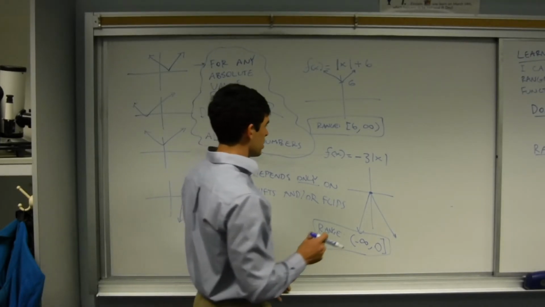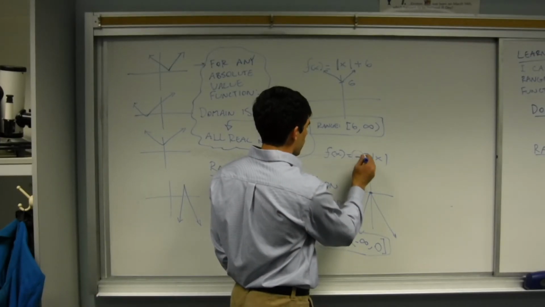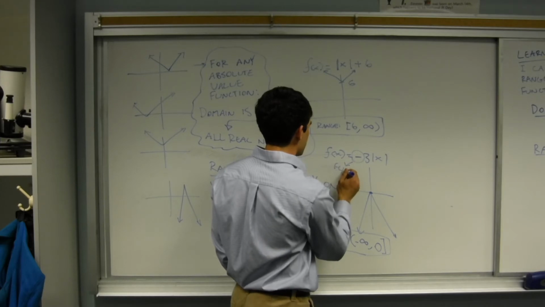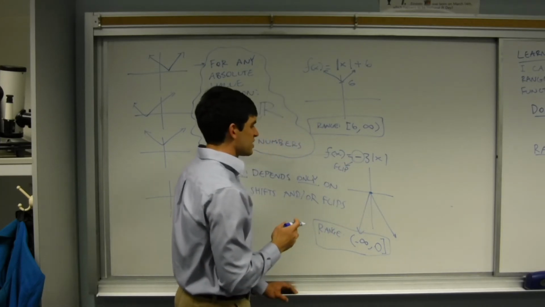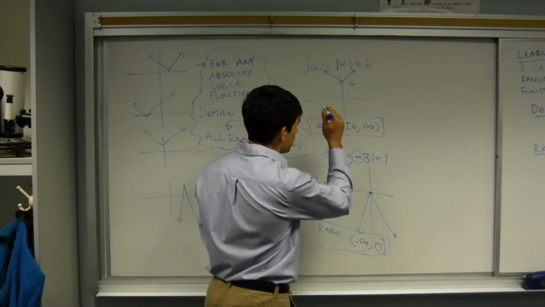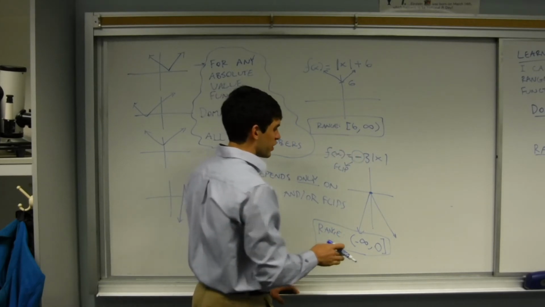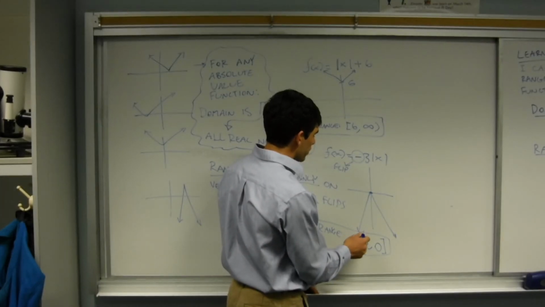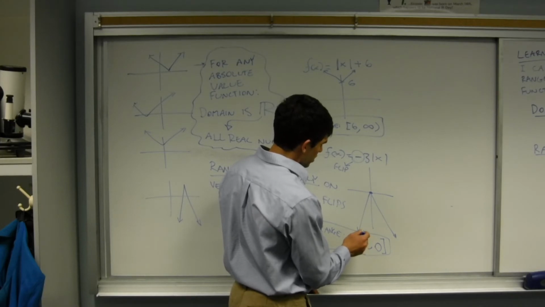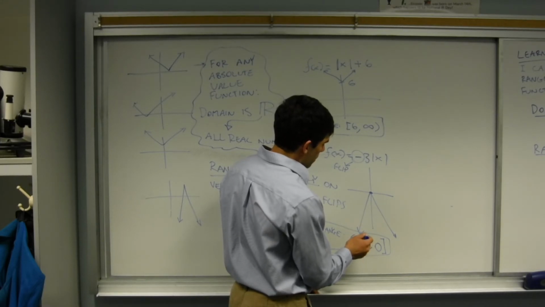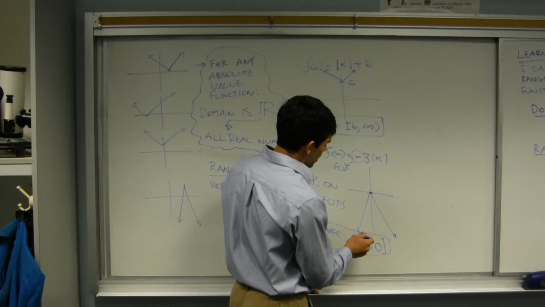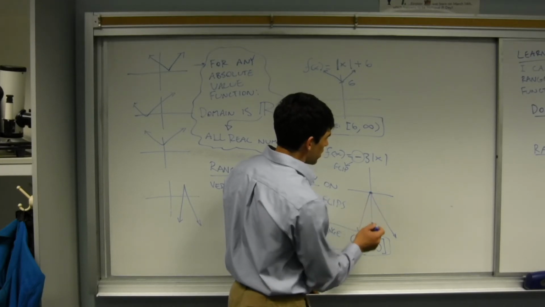So you see here, the flip, which is represented by this negative sign, makes it so that our v shape of the absolute value function is inverted, and that's again why our range is switched to being a range from any huge negative number like negative infinity up to 0.